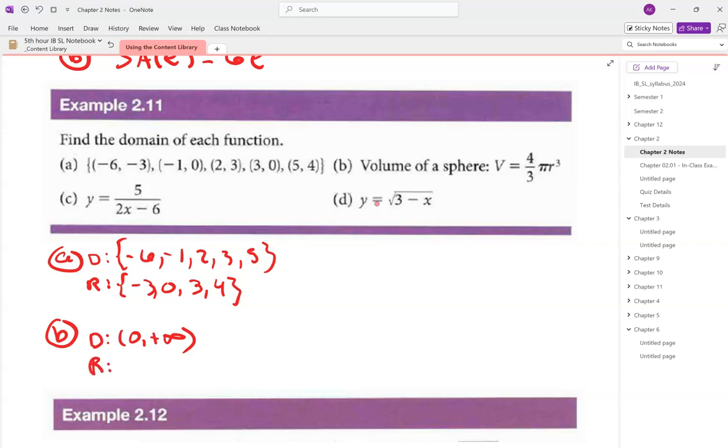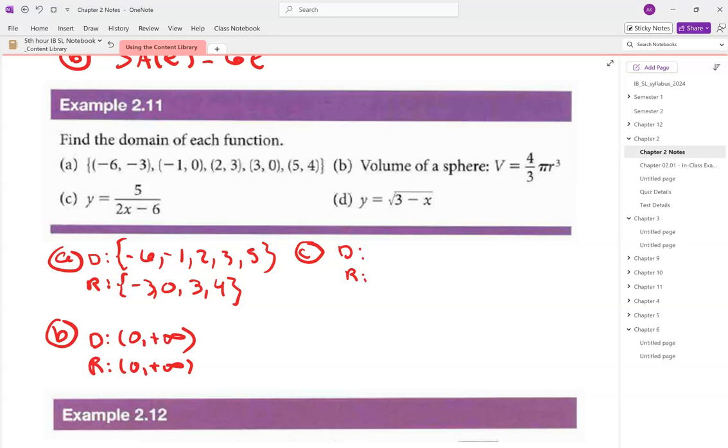The range is representing then volume. What are acceptable volumes for a sphere? Yes. Can't be negative, can't be 0. Any positive output is okay, though. For C, domain and range, what am I going to do here? Oh, I guess it doesn't ask for a range here.